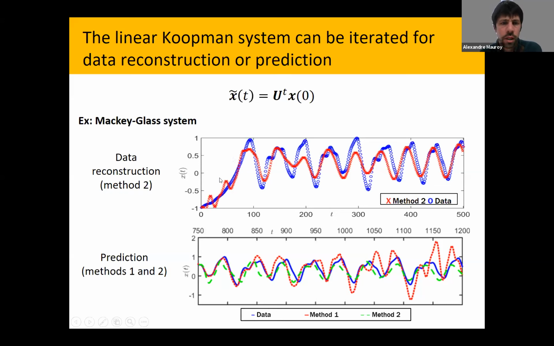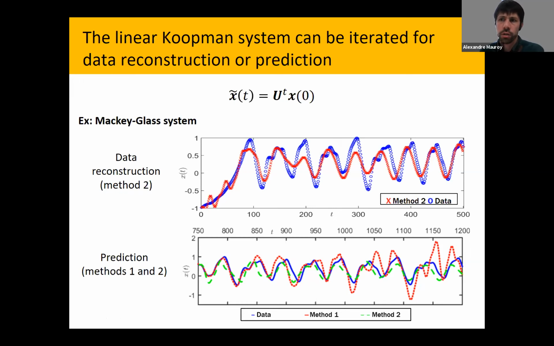And we can see that, for instance, in the case of the Mackey-Glass system, we can reconstruct more or less the data. We can capture the oscillation and the transient of the data, but still with a linear system. And we can also consider another initial condition, and we can predict the future trajectory of the system, but again with a linear system.